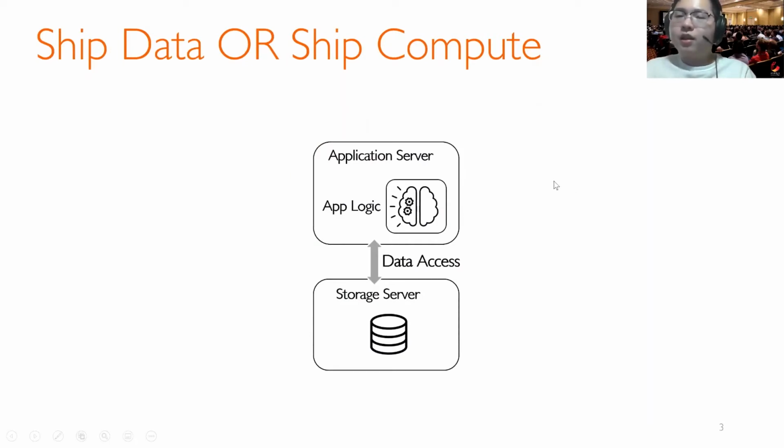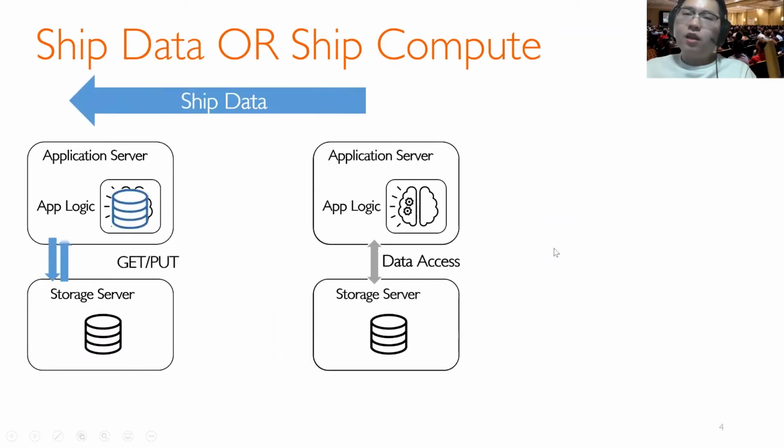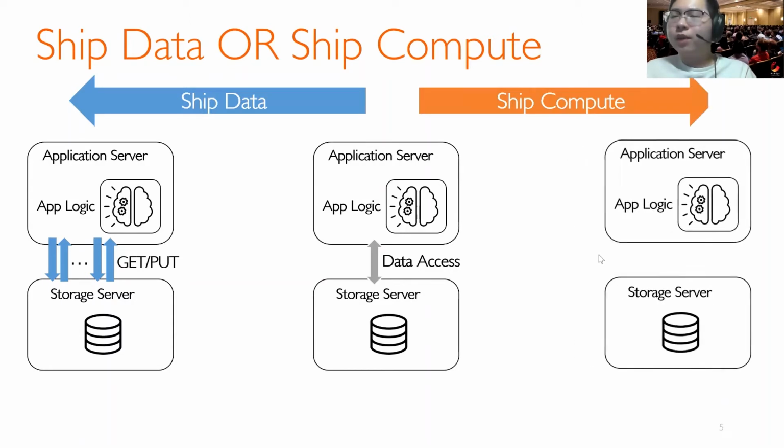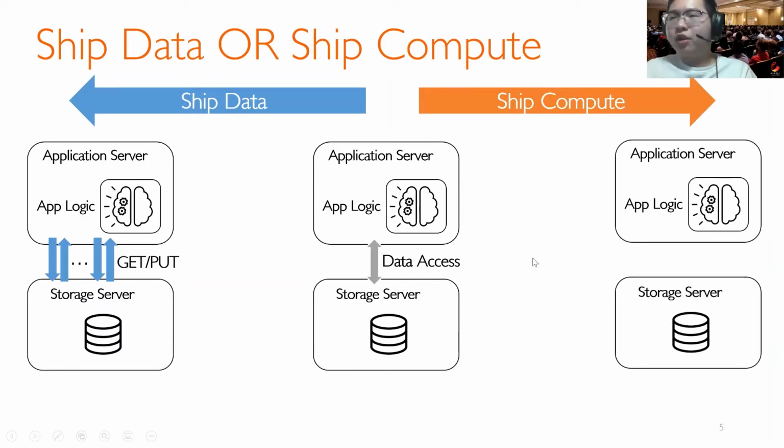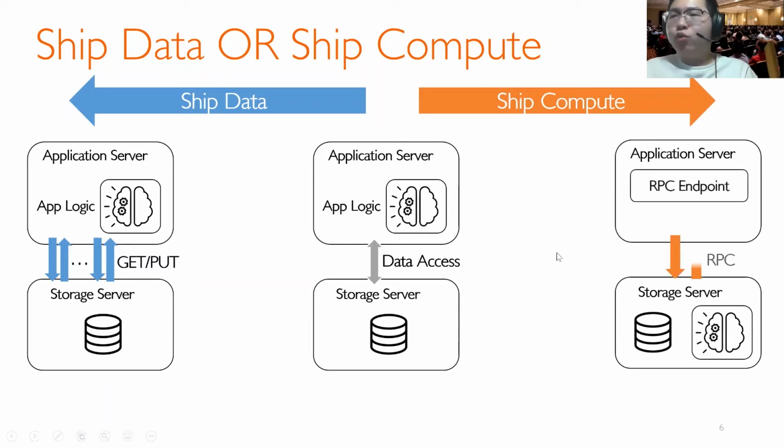If we design a system using the ship data approach, the data would be moving back and forth between the application server and the storage server. And in this case, the storage server often acts like a key value store service, exposing a key value API. On the right-hand side, if we design a system using the ship compute approach, we would move the application logic into the storage server. And the storage server in this scenario would behave much like an RPC service, exposing an RPC API.